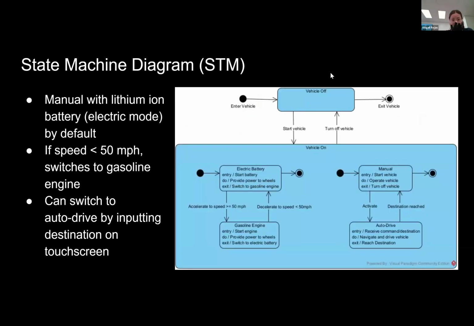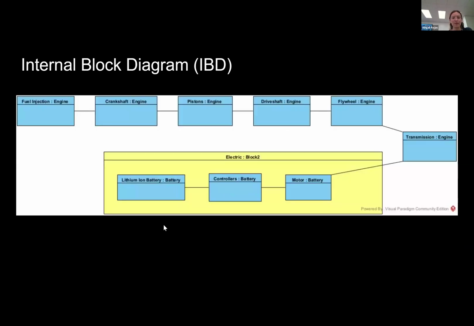And then for the state machine diagram, here we go. So by default, when you turn the car on, it will be using electric because the speed would be 0, and it'll be in manual mode. And then you can switch to auto drive by inputting the destination on the touchscreen. And then once the destination is reached, it will go back to manual. And then I think I already mentioned if the speed goes over 50 miles per hour, like if you're on the freeway, it'll switch to the gasoline engine instead of using the electric battery.